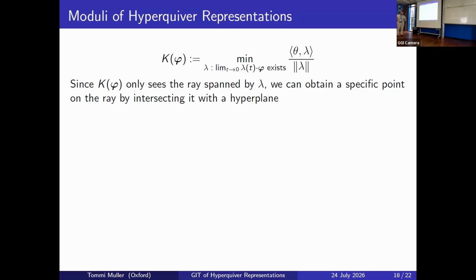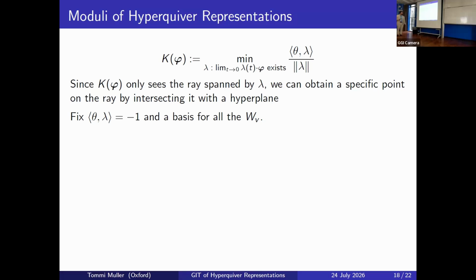Now, together with the conjugation by the parabolic group, the function is not seeing a specific point on the ray, but the entire ray itself. If we actually wanted to obtain a specific point, we can take a hyperplane and intersect the ray with the hyperplane and get one unique point that way. So let's do that. Let's fix the hyperplane: inner product of theta with lambda is -1, and fix the basis for the WB.